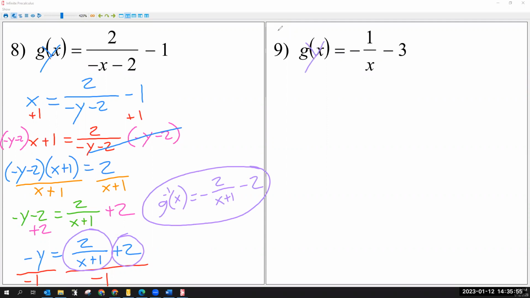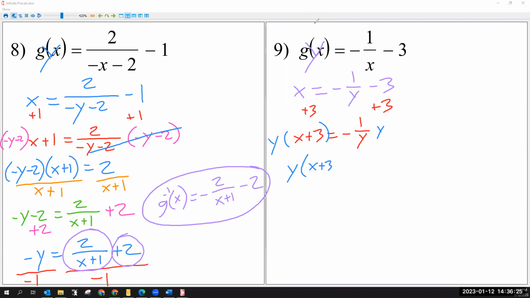Here's y, switch x and y. Add 3 to both sides. Multiply by y. Now there's a negative there. I could put the negative with the y or with the 1. I'm going to leave it with the 1 so I can keep y by itself for the most part. Multiply y over there. So I get y times x plus 3 negative 1. And now all I have to do is divide by x plus 3.